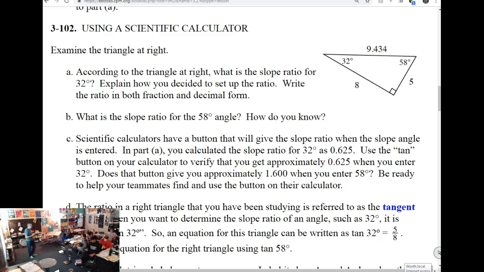Do we have 32 or 58 on your trig table? I forget if we did or not. Let me see. No, we do not. So that's on purpose. That's why they give us this triangle now. According to this triangle, the tangent of 32 is what?